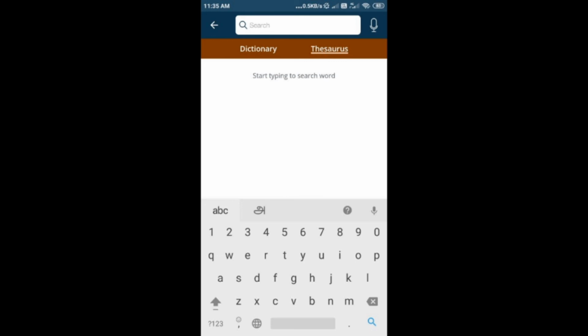So let us start using the dictionary. Let me type a word. I'm typing this word, expedient. As soon as you start typing, the dictionary starts suggesting, like Google, what word you might be looking for. So I'm looking for the word expedient.